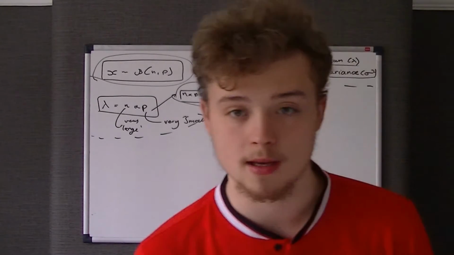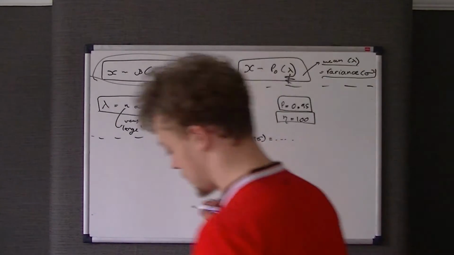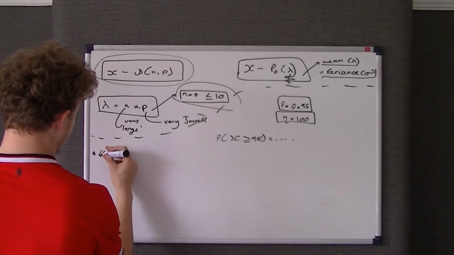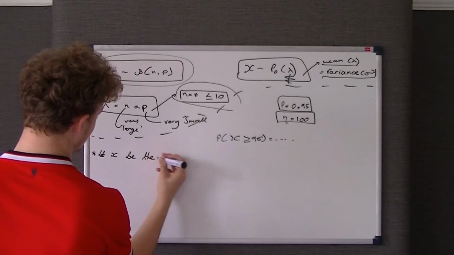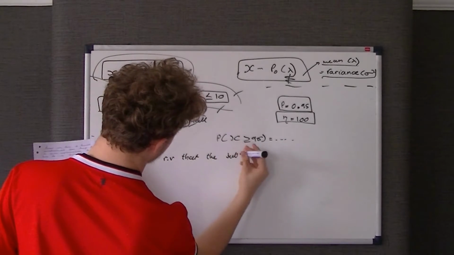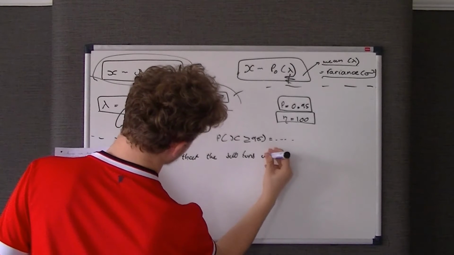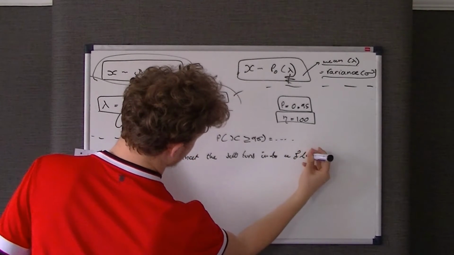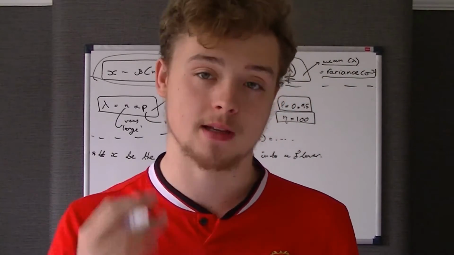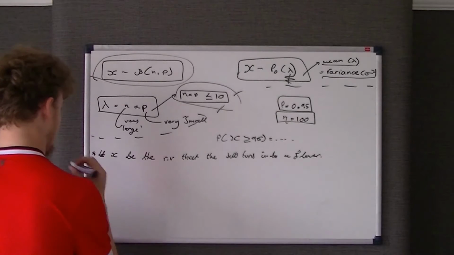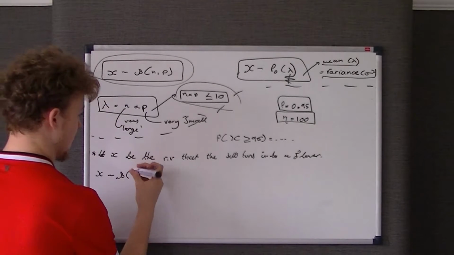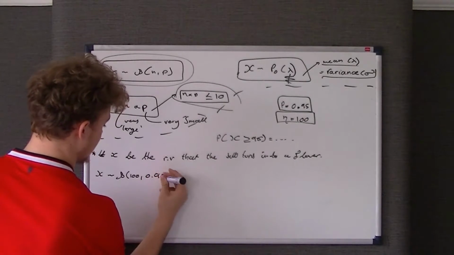But you now need to state, as before, what the random variable x represents. So you say, let x be the random variable that the bulb turns into a flower. Now the next thing I would do is write it out in the notation of a binomial distribution, so you're showing that you're using the binomial distribution. So x is binomially distributed with a number of trials n, which is 100, and the probability of success 0.95.